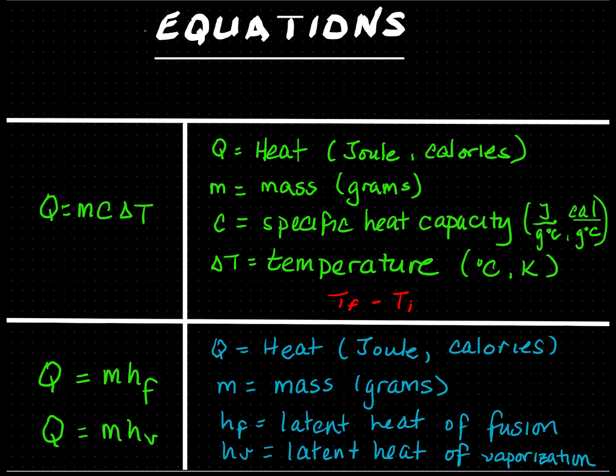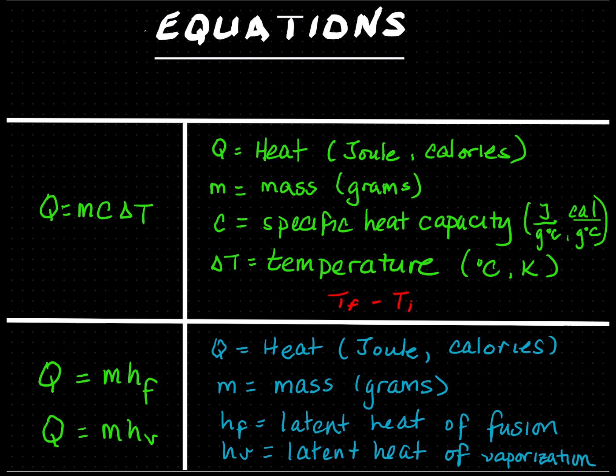When there is no temperature change, we use Q equals mHF or Q equals mHV. Q again means heat, and it can be in joules or calories. M is mass, which is in grams. HF is called the latent heat of fusion, and HV is the latent heat of vaporization.